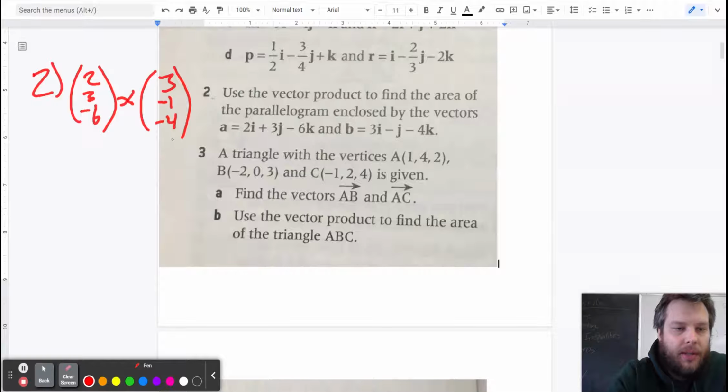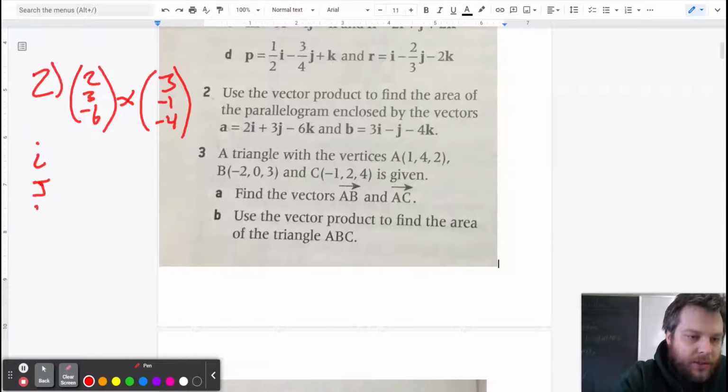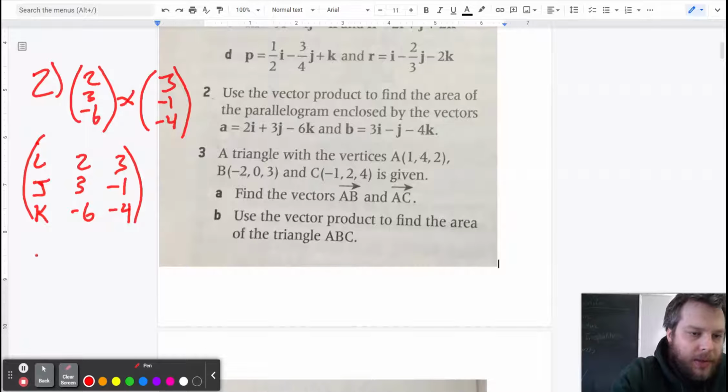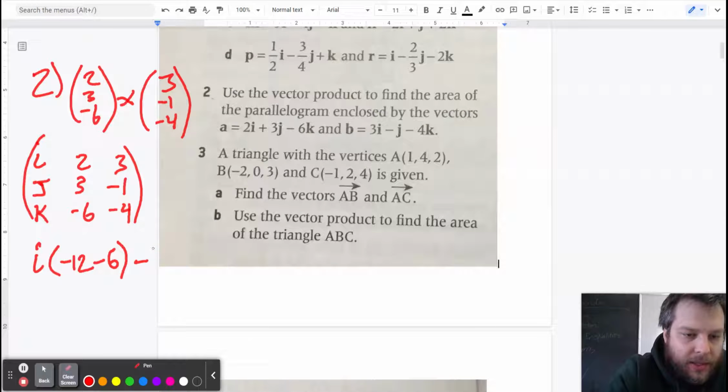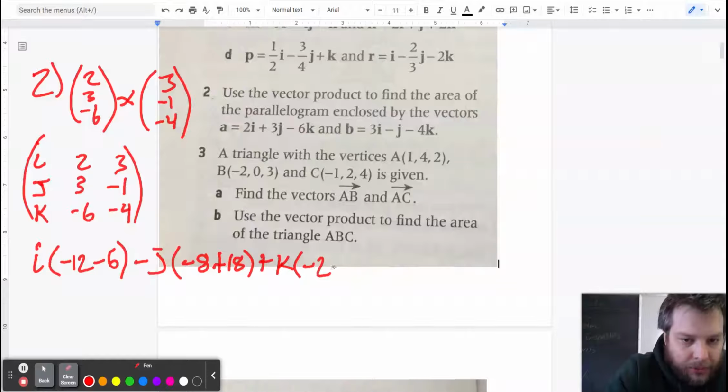And when you do the cross product of them, remember you have the formula from the book, or I also showed you the way to do it with a determinant of a matrix. And so I'll do the matrix way here because that's the way I can remember it. So I, J, K, 2, 3, -6, 3, -1, -4. We end up with I times 3 times -4 minus -6 times -1, minus J times 2 times -4 minus -6 times 3, plus K times 2 times -1 minus 3 times 3, like that.